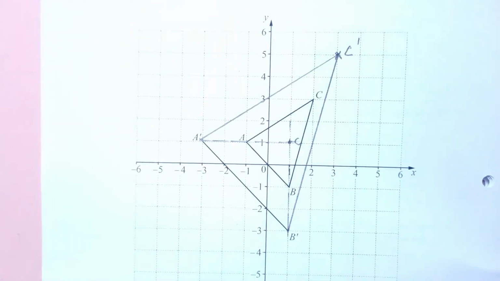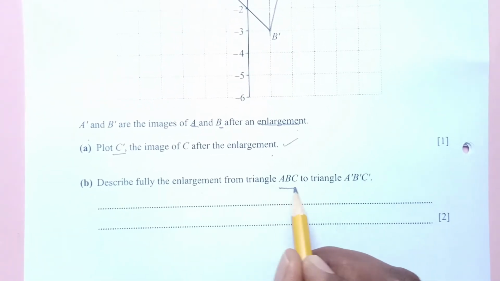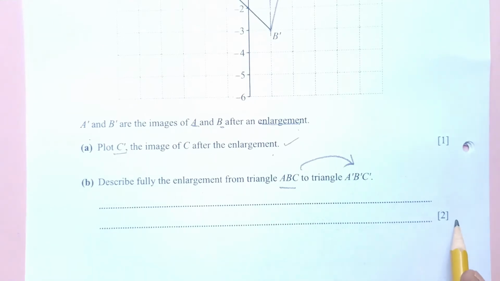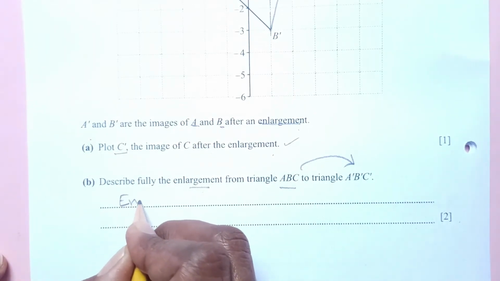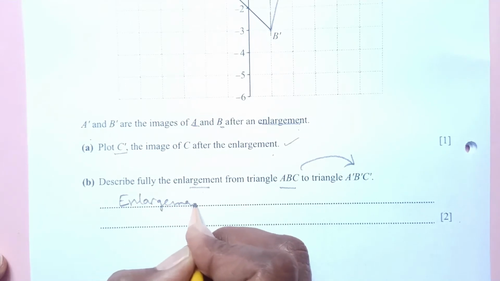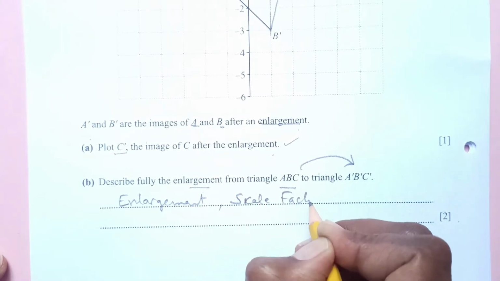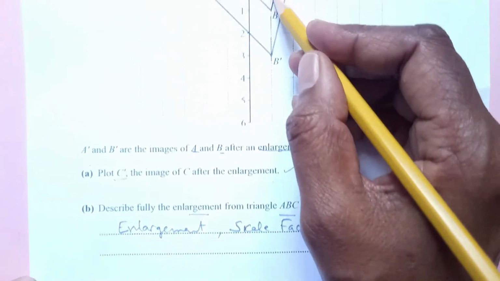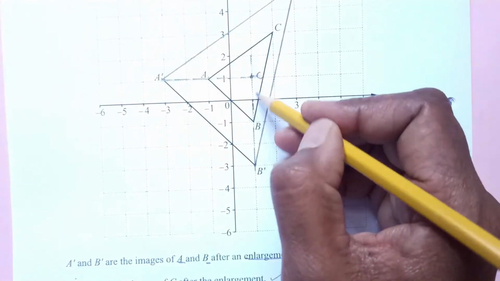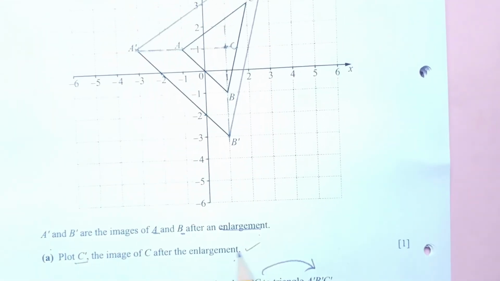Okay, so now after the enlargement, describe fully the enlargement from triangle ABC to A dash B dash C dash. This is a 2 marks question, so we should have at least 2 things to say. So this is an enlargement, that is already given, so we can just write it down. This is enlargement by scale factor 2, because that was times 2, and the center we already got here. So this is the center here, which is 1 1. Center is 1 1.